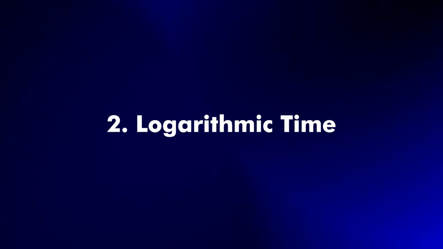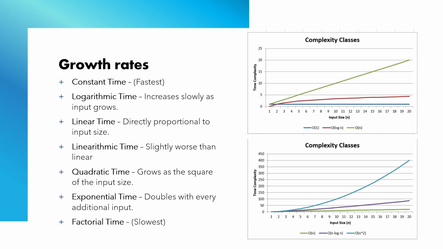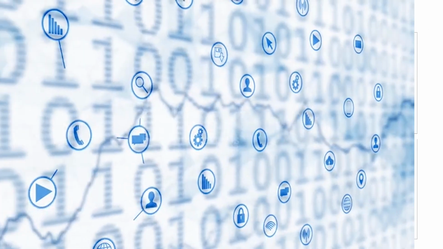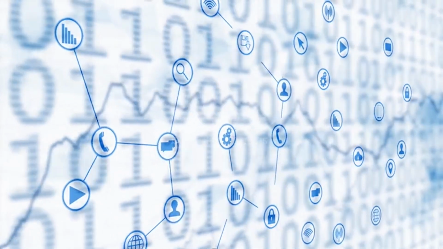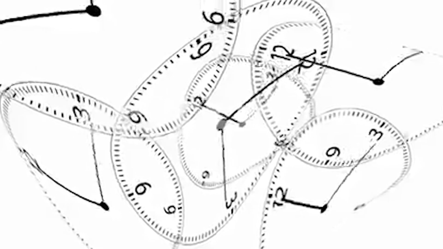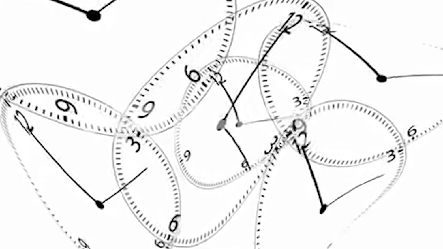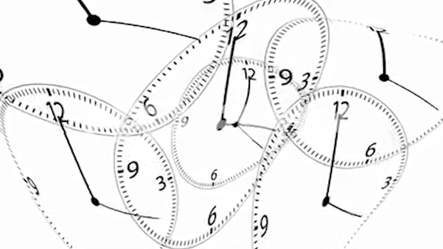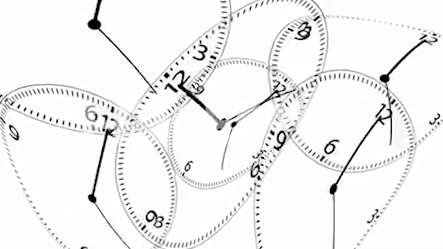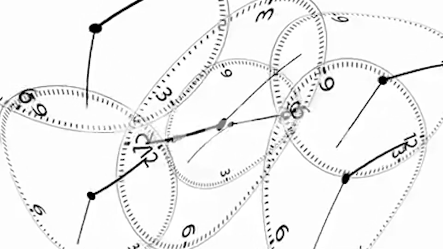Then we have the logarithmic time. And this one, the running time increases logarithmically as the input size grows. A typical example of this is binary search. Then we have the linear time. The running time in a linear time grows directly in proportion to the input size. This means that the bigger the input size, the bigger the running time.